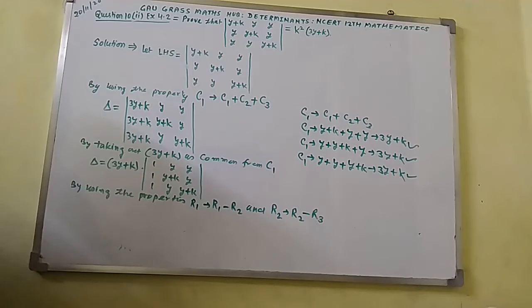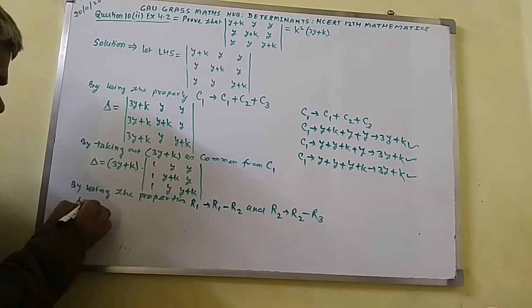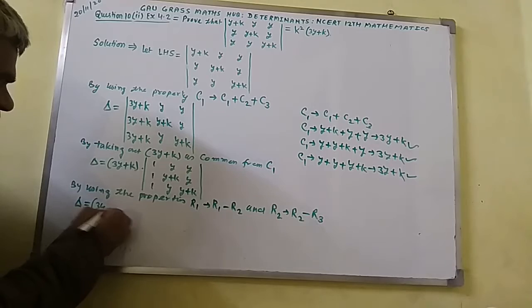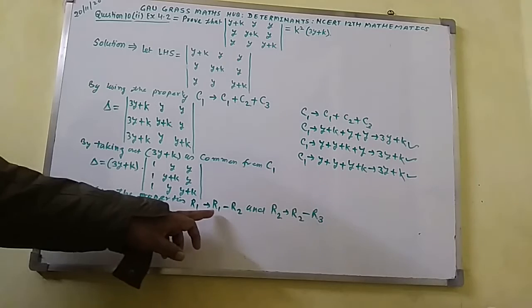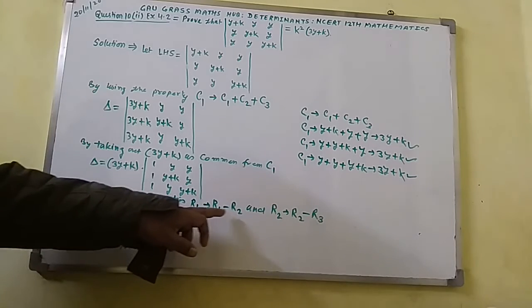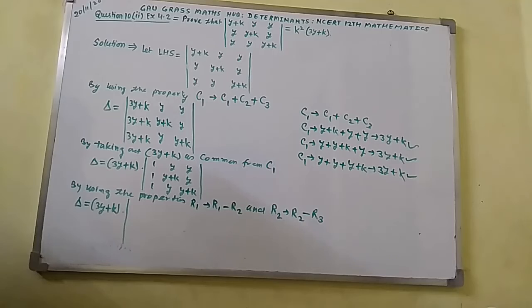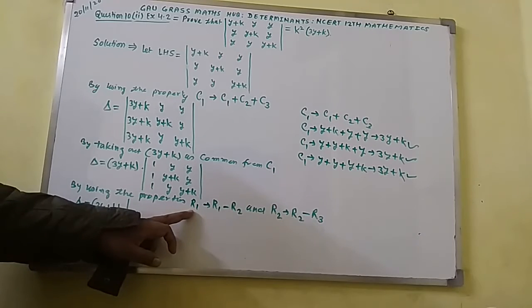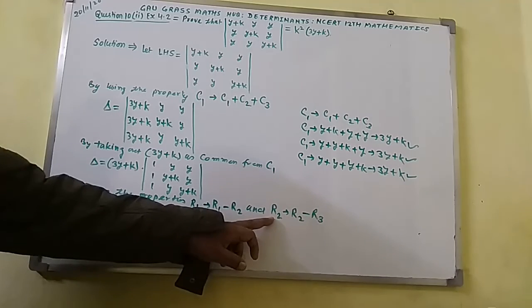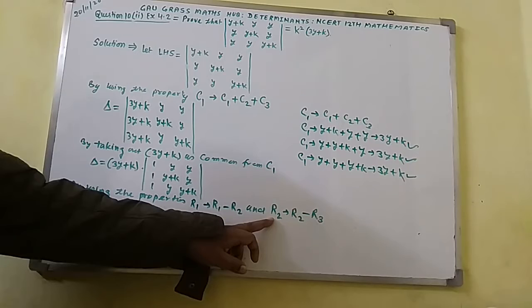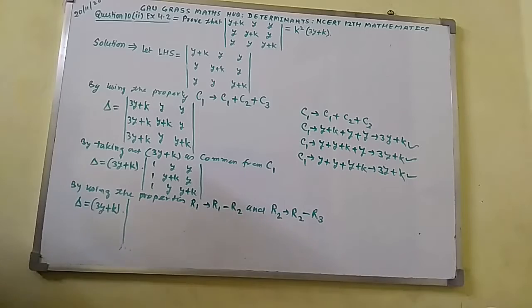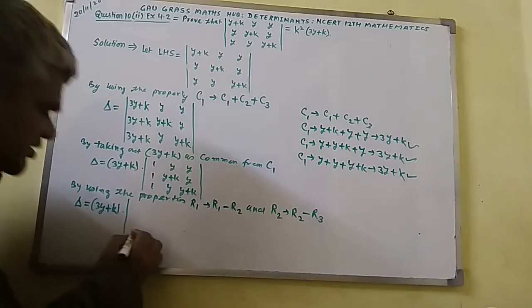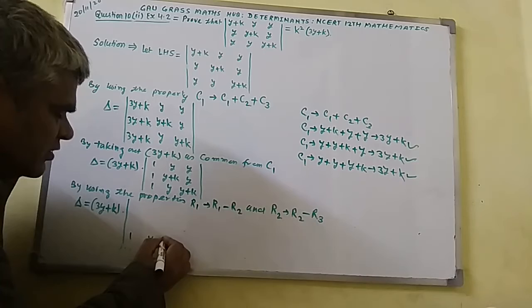Let us see what the result will be. Here I shall write determinant equal to, in bracket, 3y plus k, dot. Here you can see R1 goes to R1 minus R2. This means that changes will occur in the first row. And here you can see R2 goes to R2 minus R3. This means that changes will occur in the second row. There will be no change in the third row. So here third row I shall write as it is. So here write 1, y, y plus k.